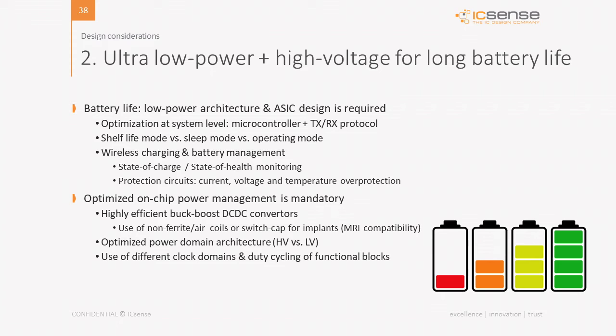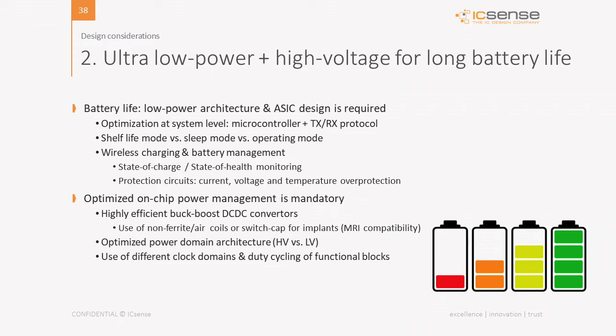Also, wireless charging requires dedicated battery management and monitoring. State of charge and state of health monitoring come together with the wireless charging. Also protection circuits, with current, voltage and temperature over-protection measurements, are necessary. On the other hand, if we want to target optimized on-chip power management, we see a lot of implementations of highly efficient buck-boost DC-DC converters.